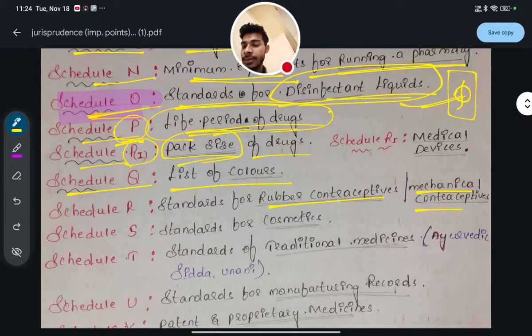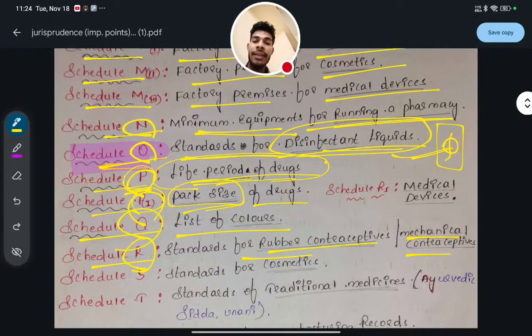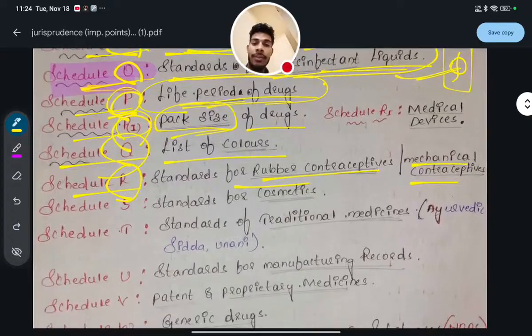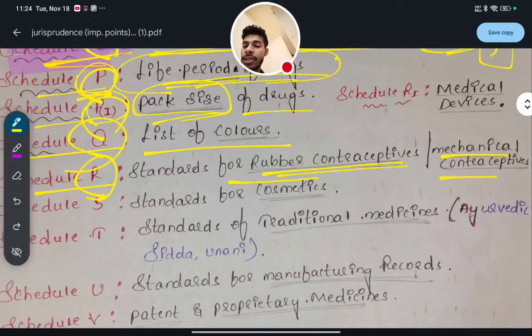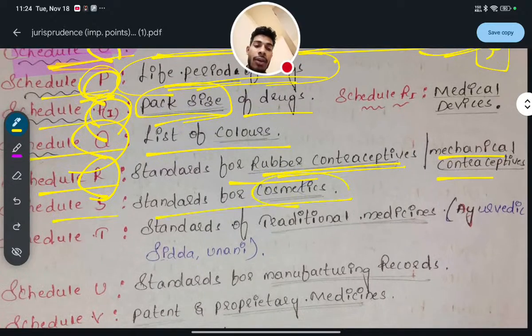These are contraceptives. So Schedule R is for rubber, R for rubber, Q for color, P1 for pack, P for period, O for Dettol and N for number. N for number, minimum equipment for running a pharmacy. Remember like this, okay? So R for rubber contraceptives or mechanical contraceptives. Schedule S, S for standards for cosmetics. Schedule T, T for traditional medicine. Already I told you earlier, T 2000. So standards of traditional medicine such as Ayurvedic, Siddha and Unani.